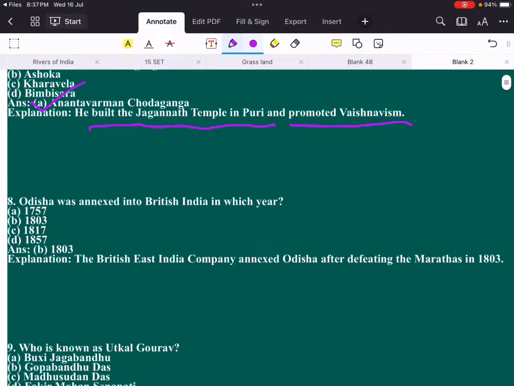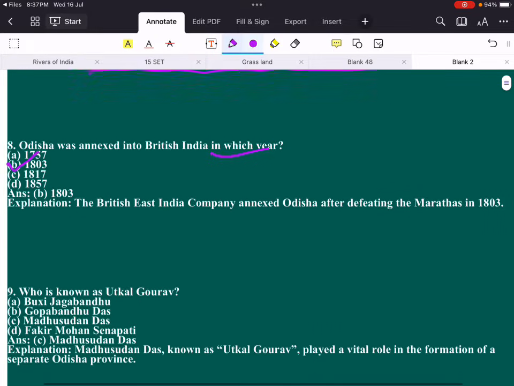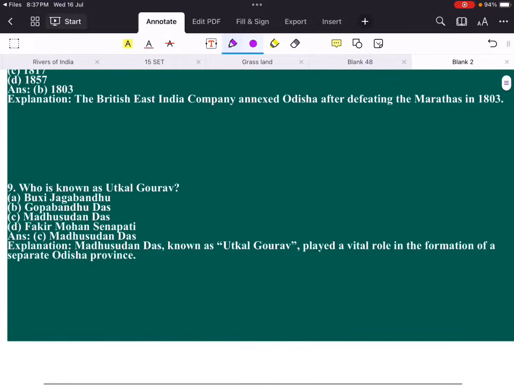Next, Odisha was annexed into British India in which year? That is in the year 1803. Option B is the correct answer. The British East India Company annexed Odisha after defeating the Marathas in 1803.